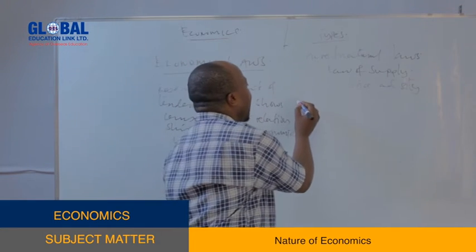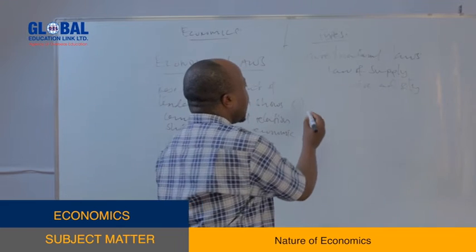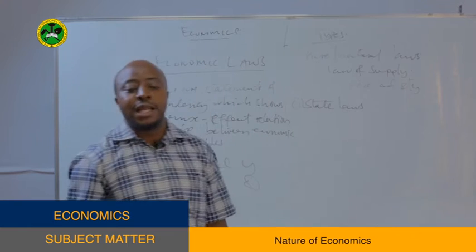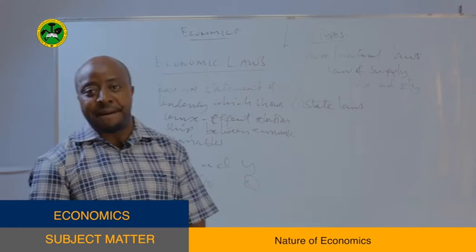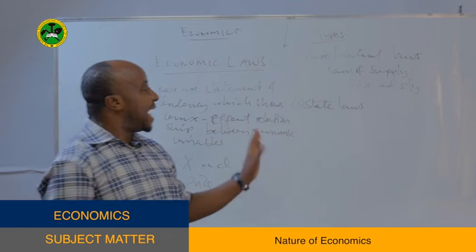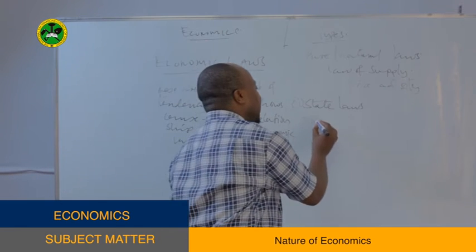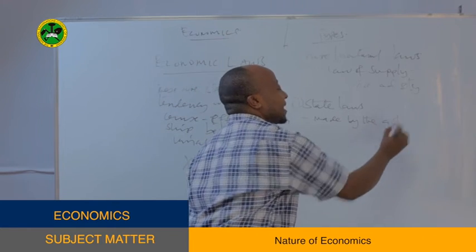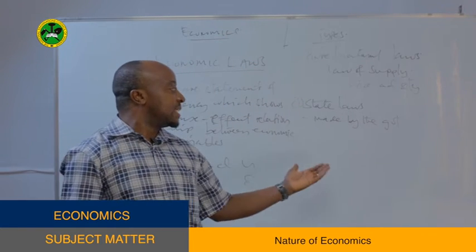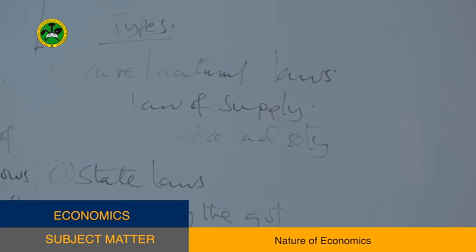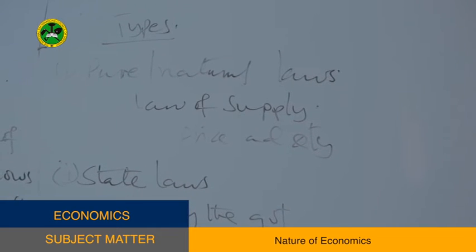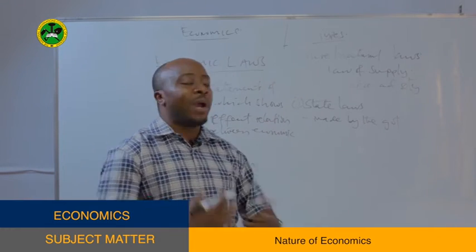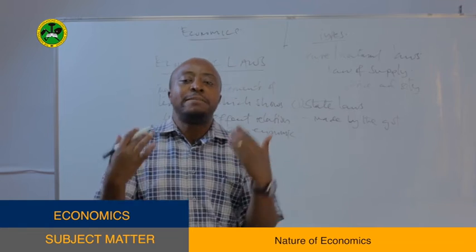The second one, we have the so-called state laws, or they are called the laws of superstructure. These are laws made by the government. Why does the government make these laws? These laws are made by the government to govern different policies when they want to meet their objectives. So they formulate some laws which will help them in fulfilling what they need.